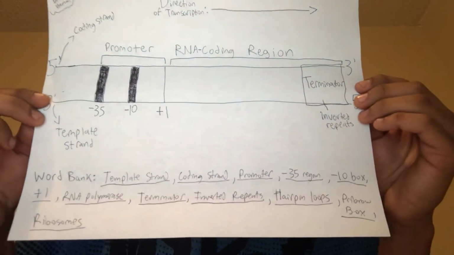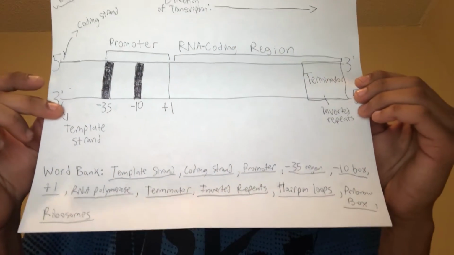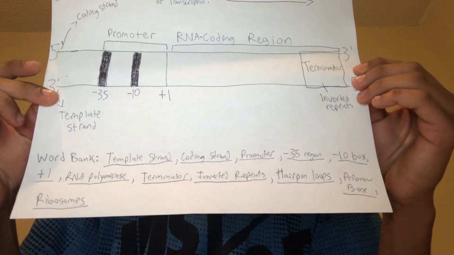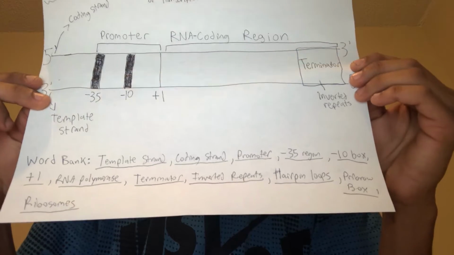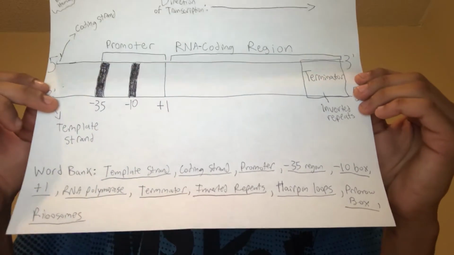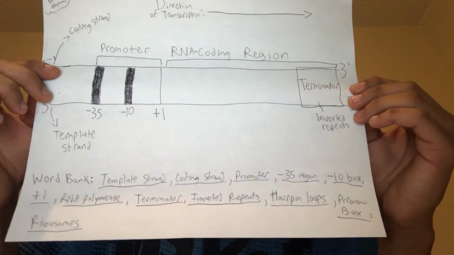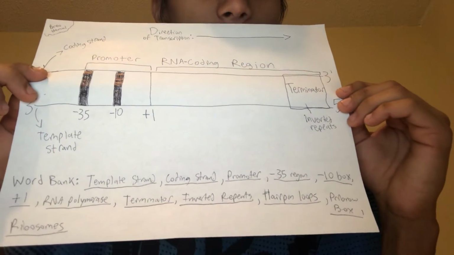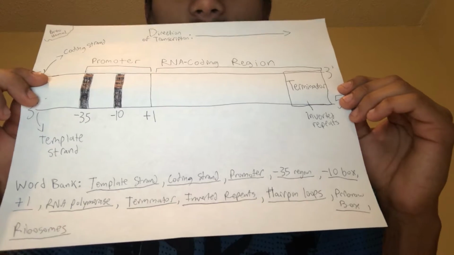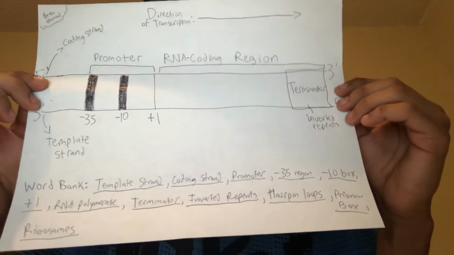We can start off by labeling our template strand. The template strand is complementary to RNA and is where the section of RNA will closely bind. With that being the template strand, we know that the top strand is the coding strand. The coding strand base sequence corresponds to the base sequence of the RNA transcript.